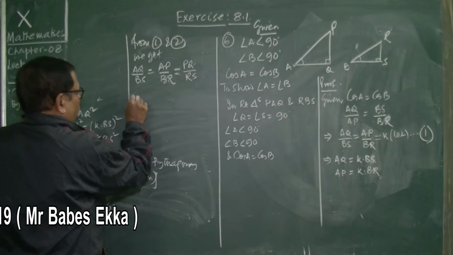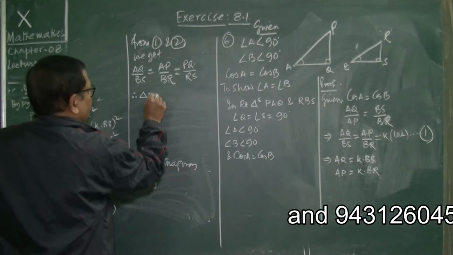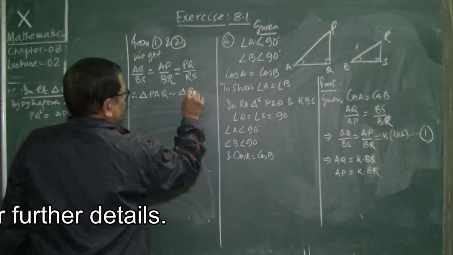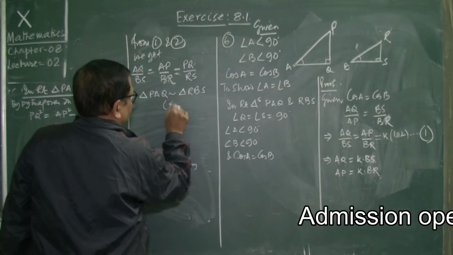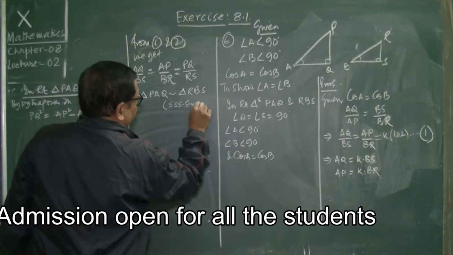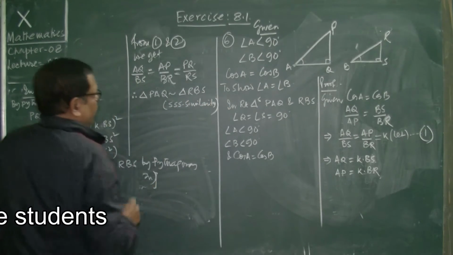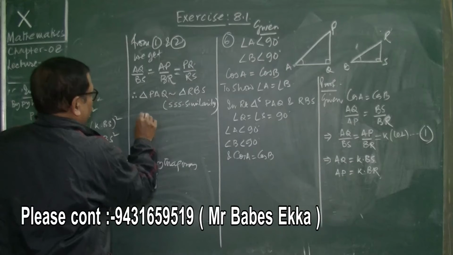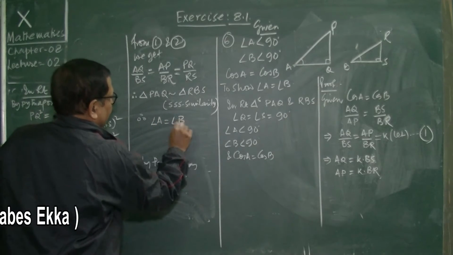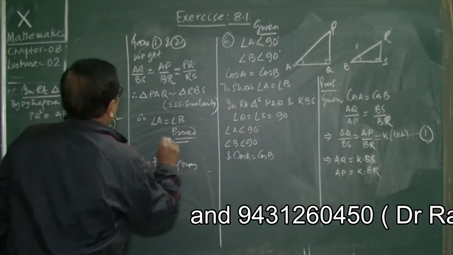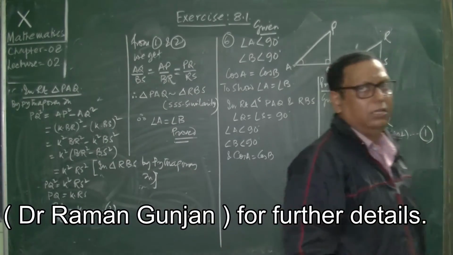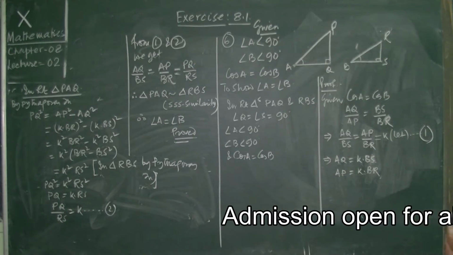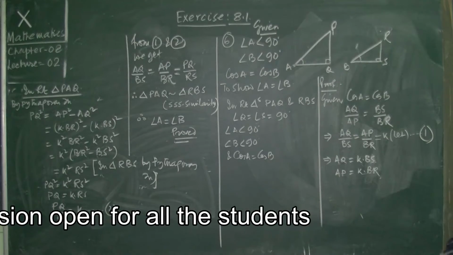It means, therefore, triangle PAQ is similar to triangle RBS, and it is by SSS similarity criteria. And if two triangles are similar, then the corresponding angles are equal. Therefore, angle A equals angle B, proved. So this is the way we will prove question number 6, a very important question. And the same type of question can also come in exams in the form of sine. So question number 6 I have solved for you.